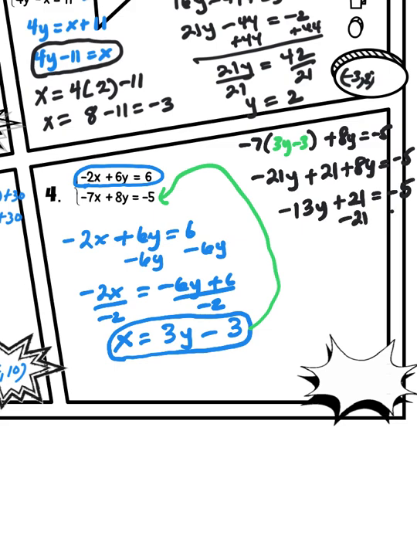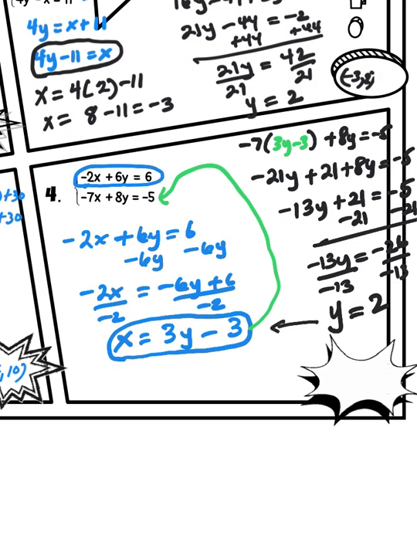We subtract 21 from both sides. So we have negative 13y equals negative 26. Divide by negative 13, and we know that y is going to be 2. Now we've got to go back and substitute into the equation that we used to substitute. So we have x equals 3 times 2 minus 3. So x equals 3 times 2 is 6 minus 3, which gives you 3. So the solution is 3 comma 2.